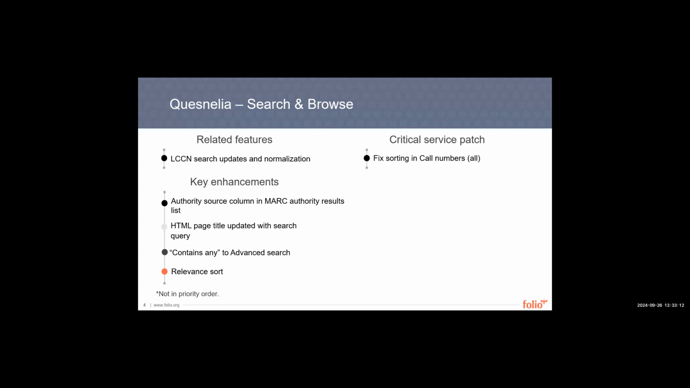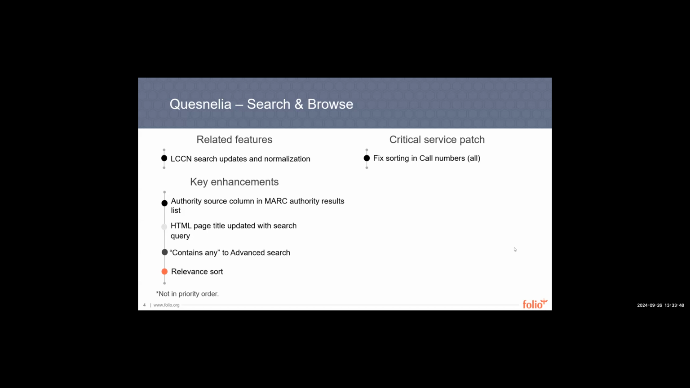We're updating the HTML page title with the search query itself, which facilitates saving searches, search history, but then also greater accessibility. To advanced search, we added the contains any modifier, which joined the contains all, exact phrase, and starts with modifiers. And then we've added the option for relevant sort. An important note about Casenalia is that we hope to release a critical service patch, or a CSP. This CSP will be focused on call number browse, all. We will take a look at what that will look like in just a moment right now, actually.